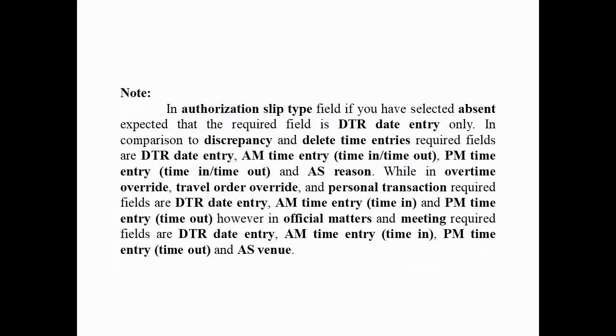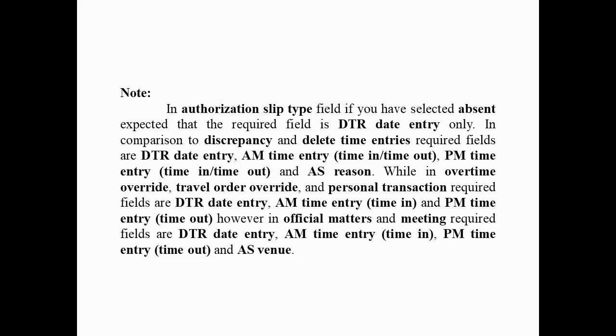Take note, in the authorization slip type field, if you have selected absent, the only required field is DTR date entry, in comparison to discrepancy and delete time entries. Required fields are DTR date entry, AM time entry, time in, time out, PM time entry, time in, time out, and AS reason. While in overtime override, travel order override, and personal transaction, required fields are DTR date entry, AM time entry, time in, and PM time entry.